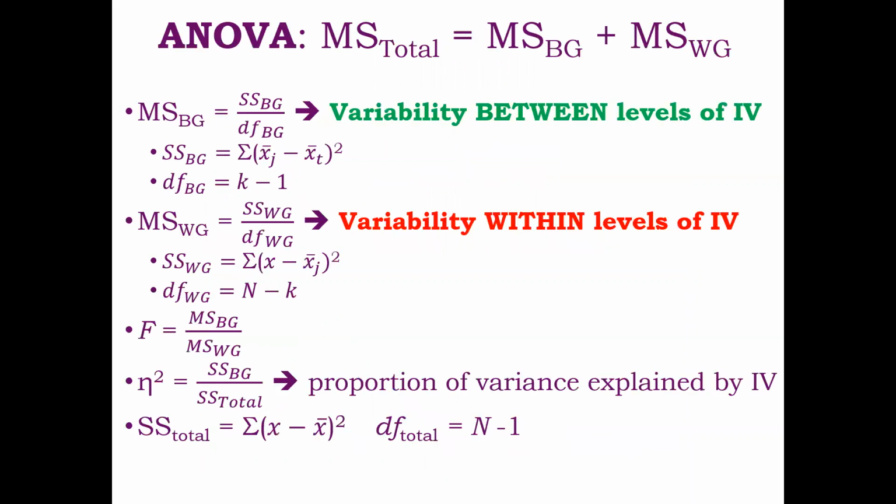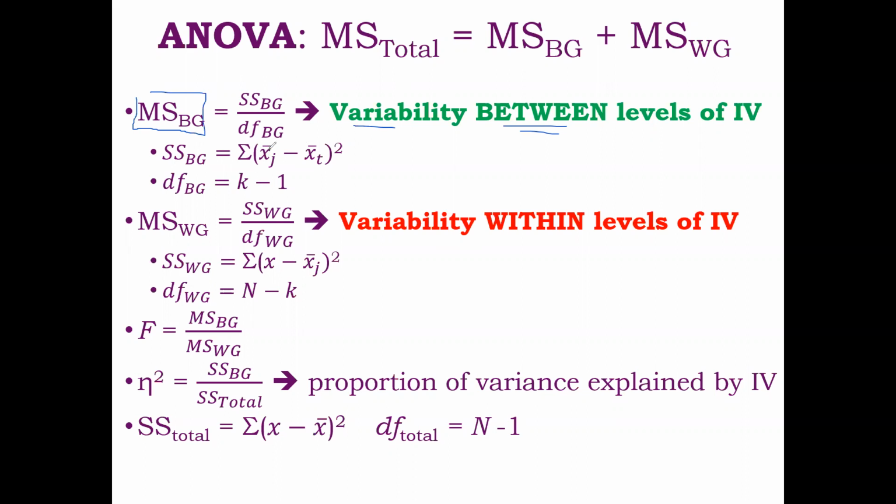Okay, so here is just a slide that summarizes everything. Here we have, let me get a pen. Our mean squares between group, this is the good stuff, is equal to the sums of squares between group divided by the degrees of freedom between group. And again, this is the variability between levels of the independent variable. And we want this to be big. If we're testing a drug, we want the difference between it and the placebo to be huge, right?